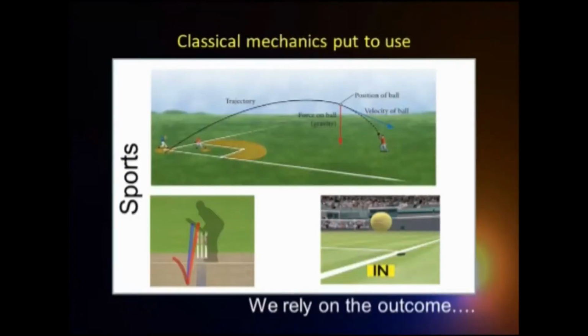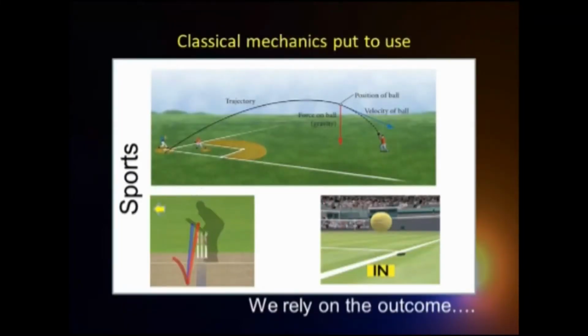Now in this case, we are not making any calculations per se, but we are doing some kind of mental calculation. We see how high it is going, where it is going to fall. So we anticipate and position ourselves to make the catch. That is a kind of mental calculation, but all of that is again based on our understanding of classical mechanics. This is one aspect of it.